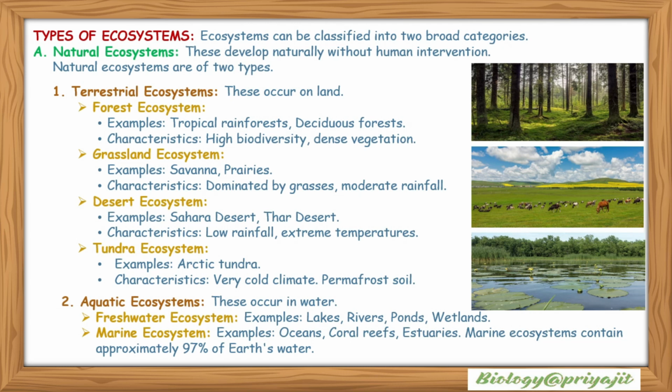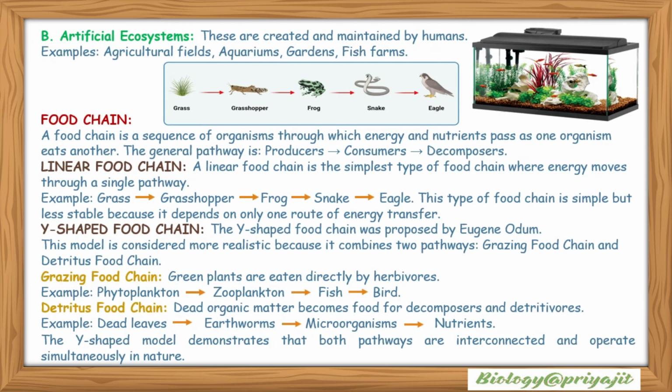Aquatic ecosystems, these occur in water. Freshwater ecosystem, examples lakes, rivers, ponds and wetlands. Marine ecosystem, example ocean, coral reefs, estuaries. Marine ecosystem contains approximately 97% of Earth's water. Artificial ecosystem, these are created and maintained by humans, example agricultural fields, aquarium, gardens, fish farm, etc.